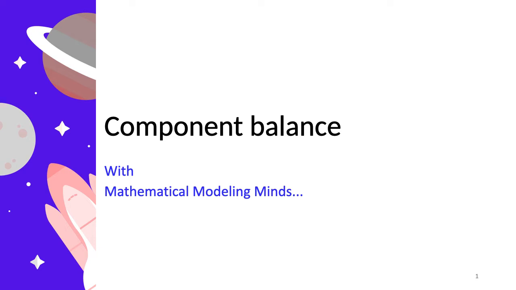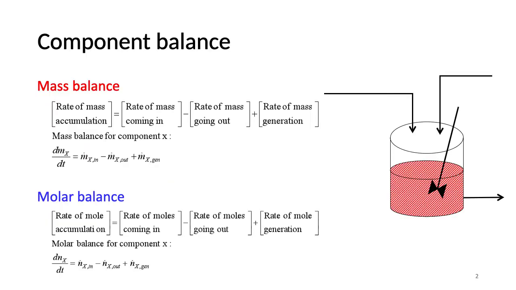So let's start component balance with mathematical modeling minds. The component balances can be written as a mass balance or a molar balance. Both of these methods are important depending on the system we are dealing with. For example, if we are writing a component balance for a biochemical system, component mass balance is used most of the times, and while dealing with chemical reactions, component molar balance is used.